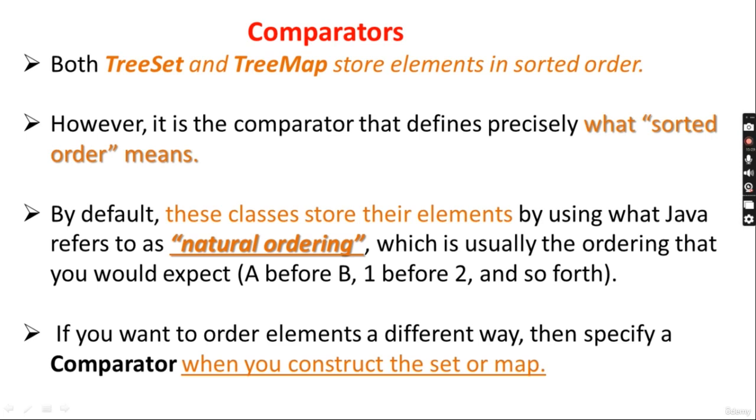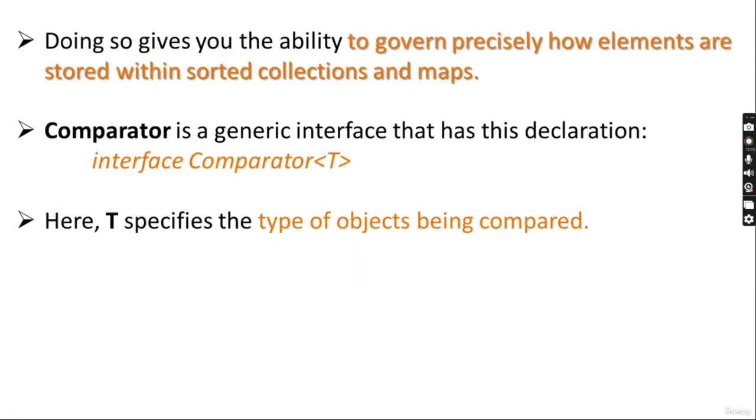What is the natural ordering? When it comes to alphabet, it will be from A to Z. When it comes to 1 to 100, it will be from the smallest to the greatest value. Okay. If you want to order elements in a way other than natural ordering, what will you do? You will specify a comparator object. Okay. Then specify the comparator when you construct the set or map. Doing so gives you the ability to govern precisely how elements are stored within a sorted collection and map. Okay. So the comparator will tell you what the elements will be sorted upon.